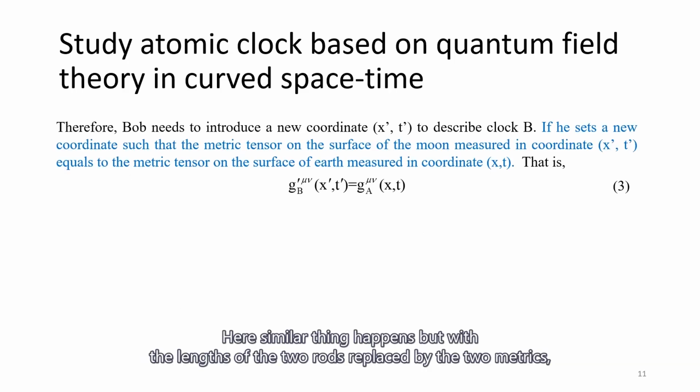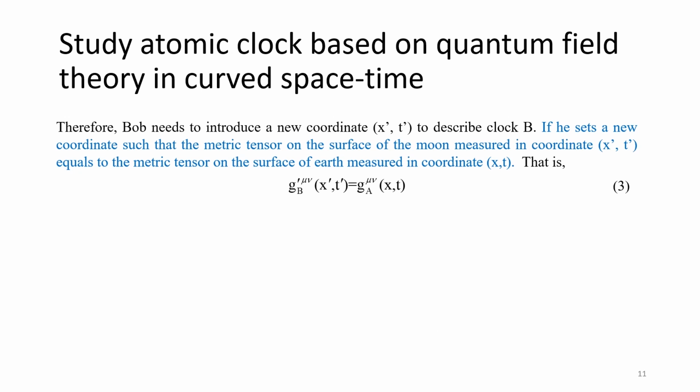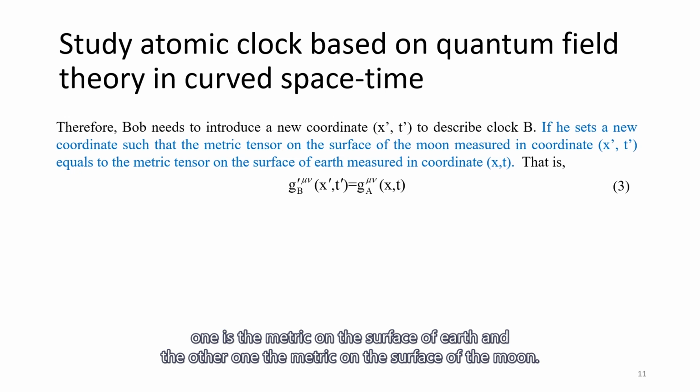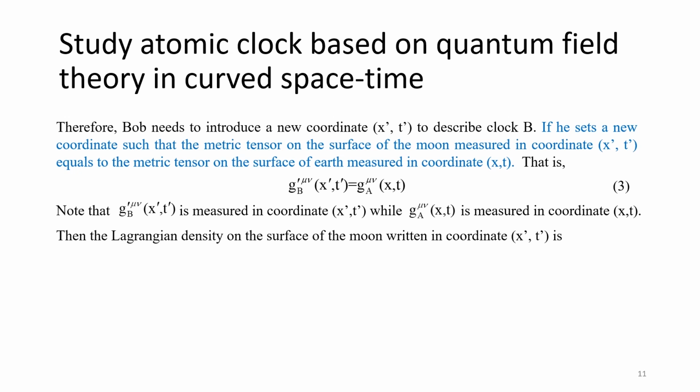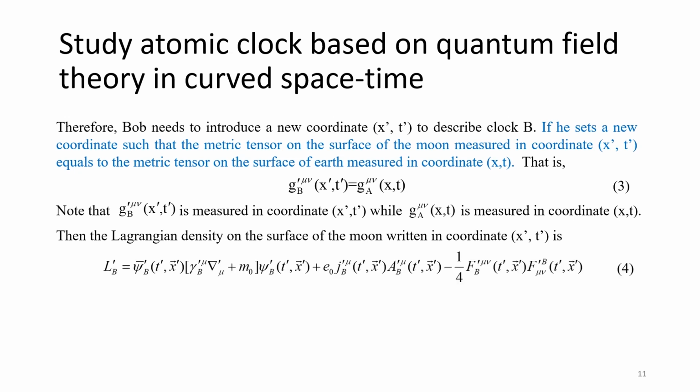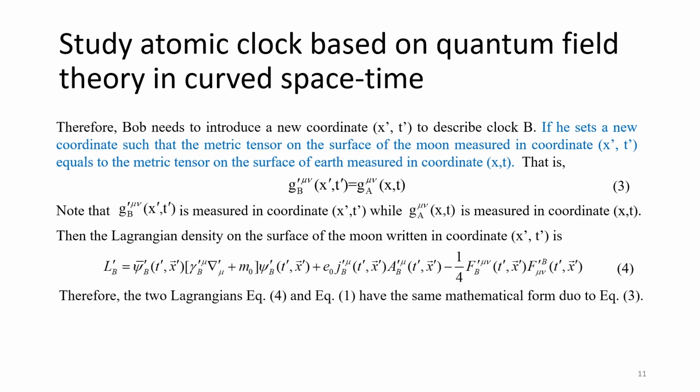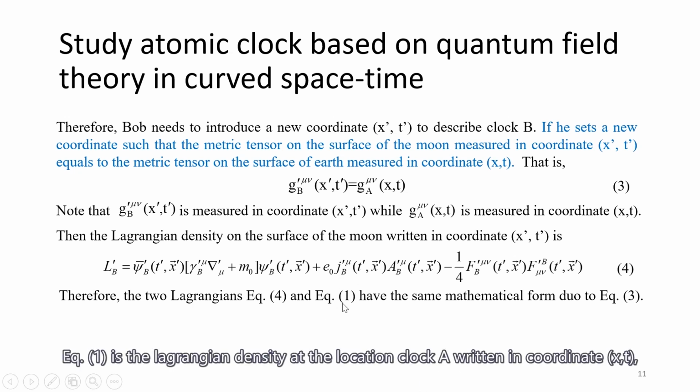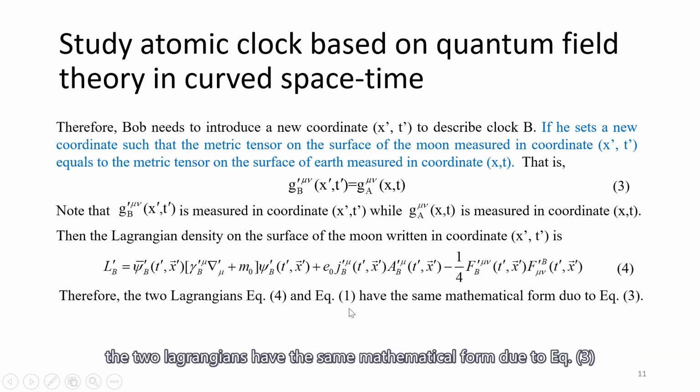Here, a similar thing happens, but with the length of the two rods replaced by the two metrics. One is a metric on the surface of Earth, and the other is a metric on the surface of the Moon. Then the Lagrangian density on the surface of the Moon written in coordinate x prime t prime is given by this. Therefore, the two Lagrangians, equation 4 and equation 1. Equation 1 is the Lagrangian density at the location of clock A, written in coordinate xt. They have the same mathematical form due to equation 3.